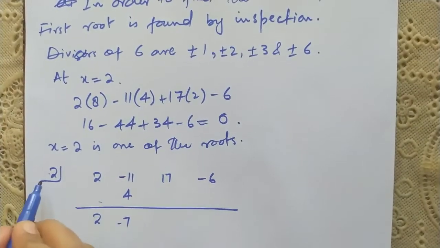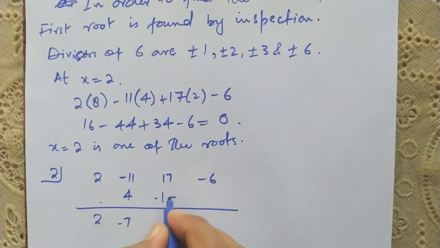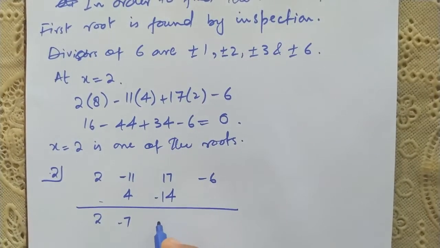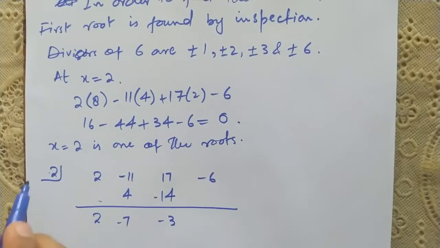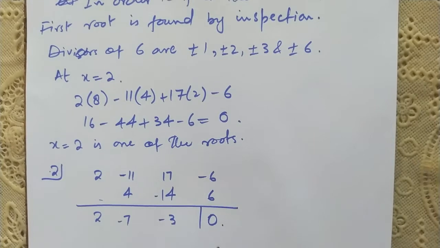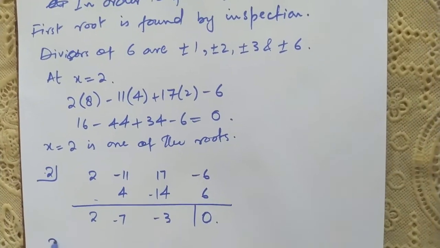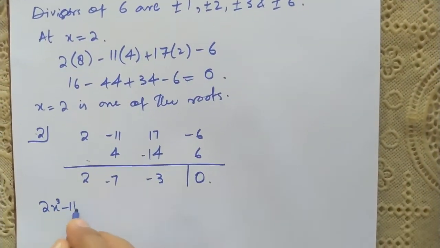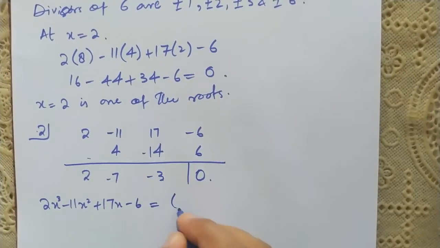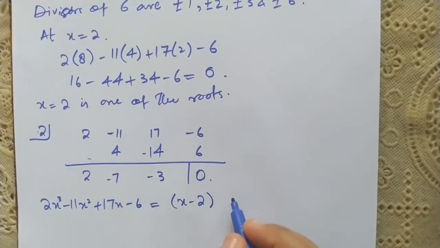Minus 7 will be multiplied by 2 and you will get minus 14. When you simplify this, 17 minus 14 gives minus 3. Minus 3 into 2 is equal to minus 6, plus 6, and 0 as the remainder. You can write this equation 2x cube minus 11x square plus 17x minus 6 is equal to, one of the factors will be x minus 2, right?